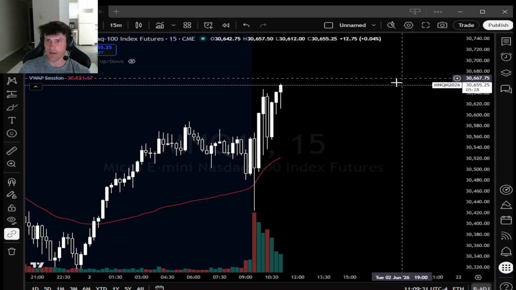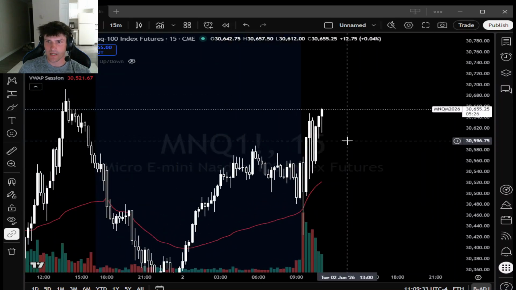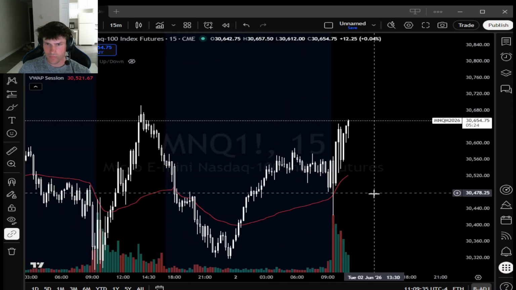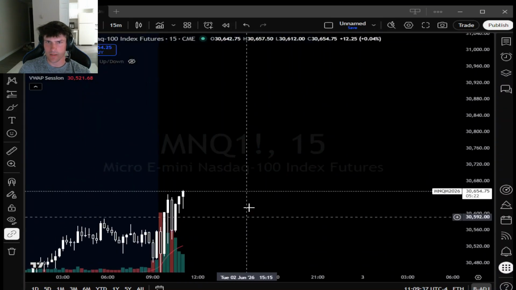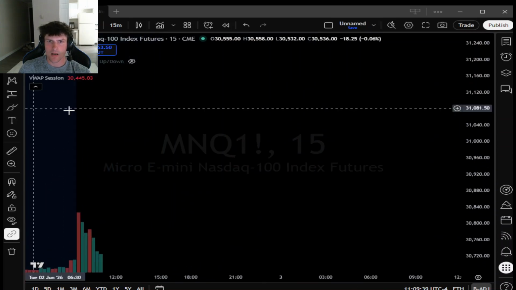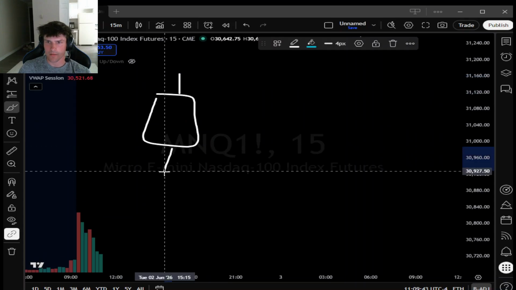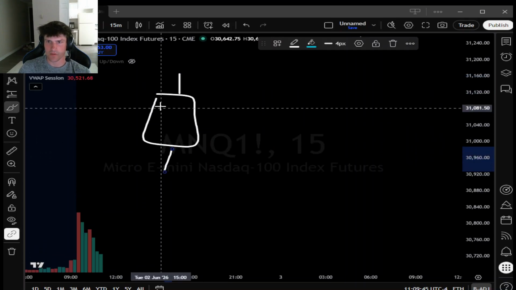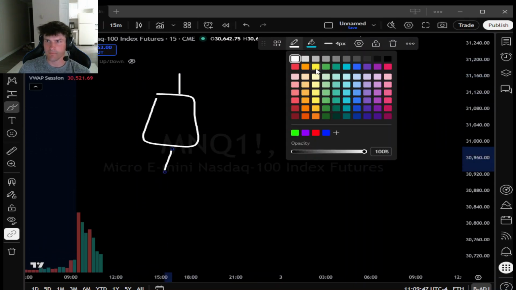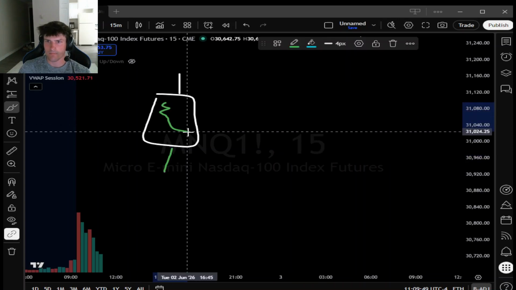Let's hop over to this chart right here. So this is going to be June 2nd on MNQ. I just want to talk about these candlesticks a little bit and actually draw out a few. So if you have your normal candlestick here, say this is a green candlestick. We'll change it. This is going to be green.